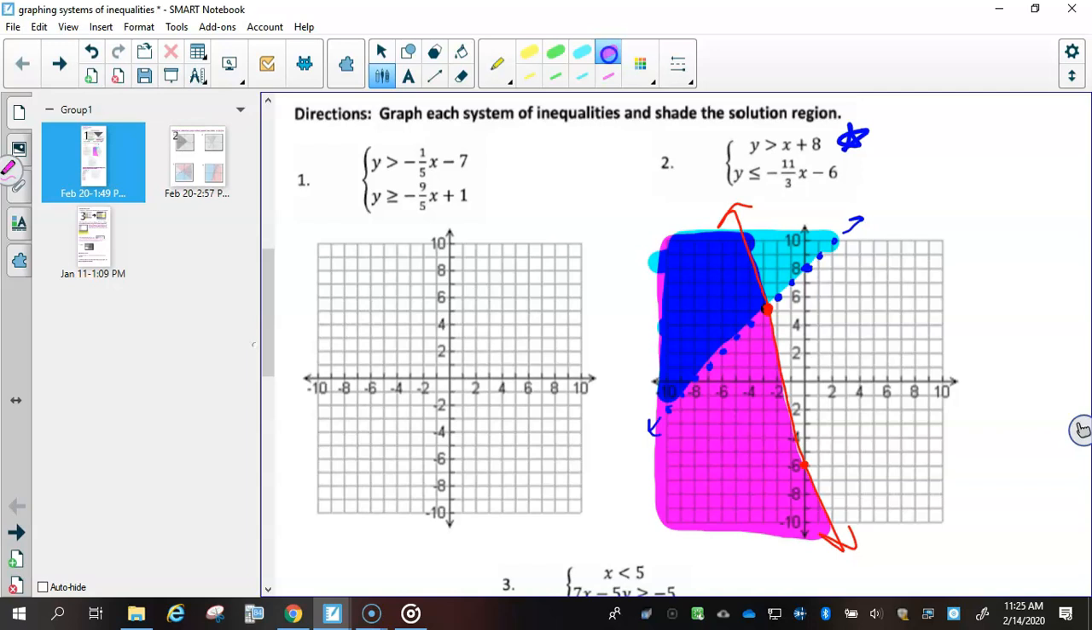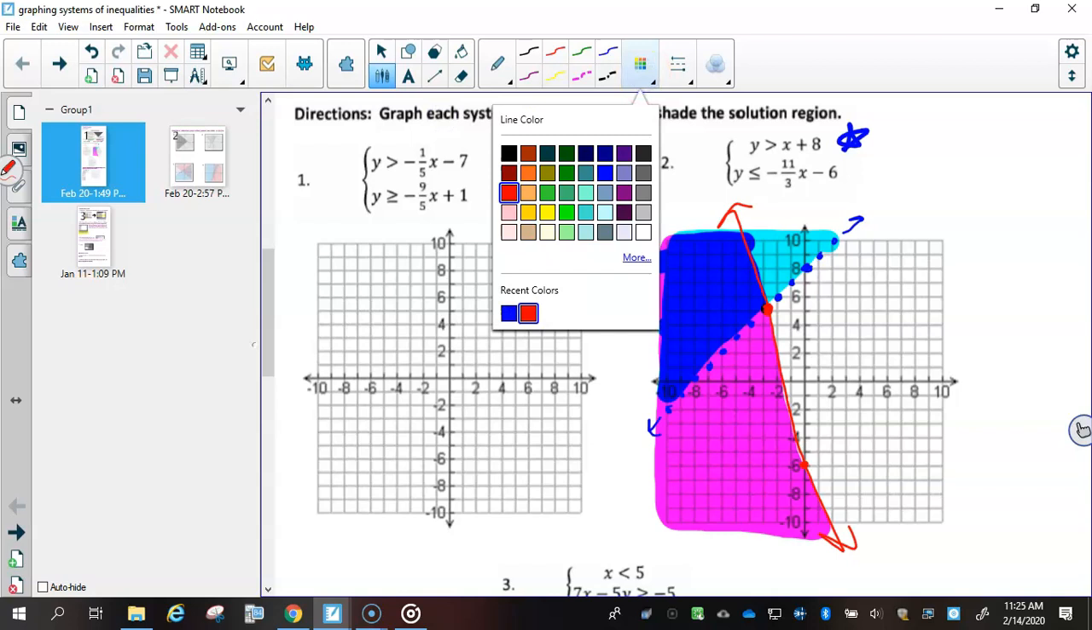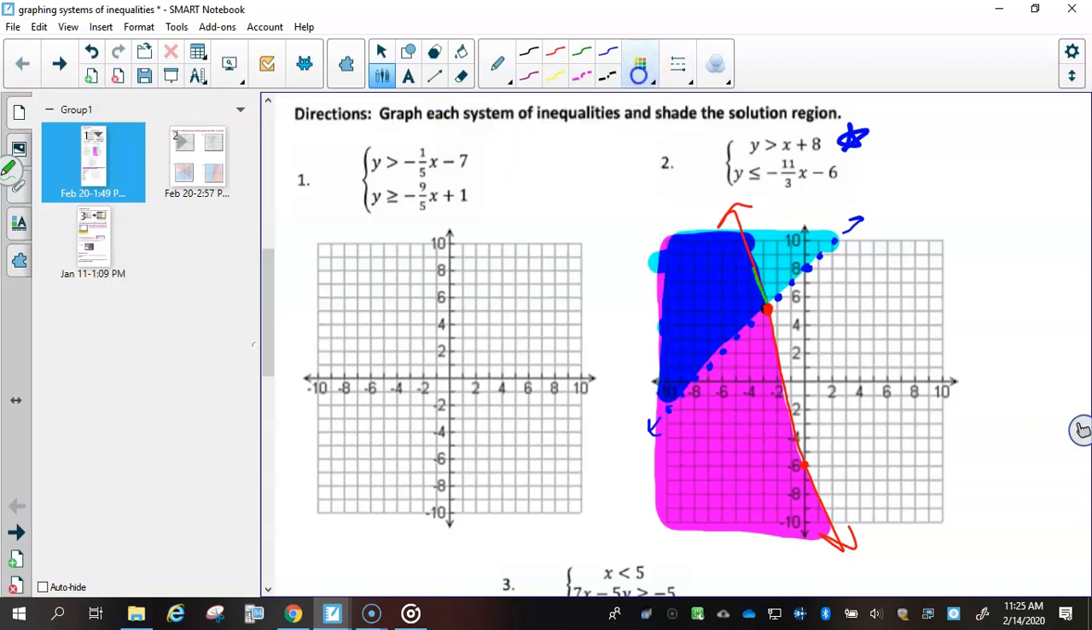So when you graph your system, you're really looking for the section where they overlap. So all of your solutions would fall in this area, not in the other two. I'm going to outline this. And we'll talk about more solutions here in a second. What questions do we have on this right now?